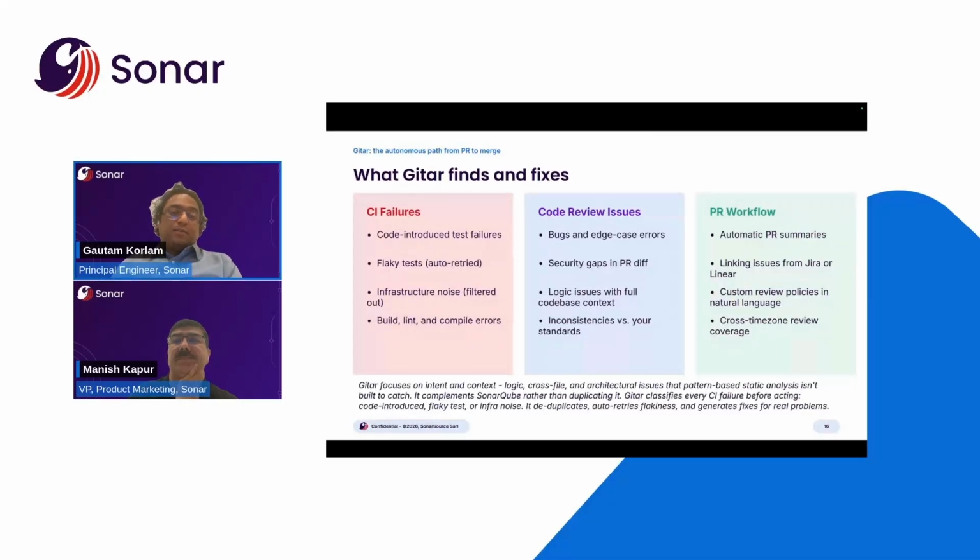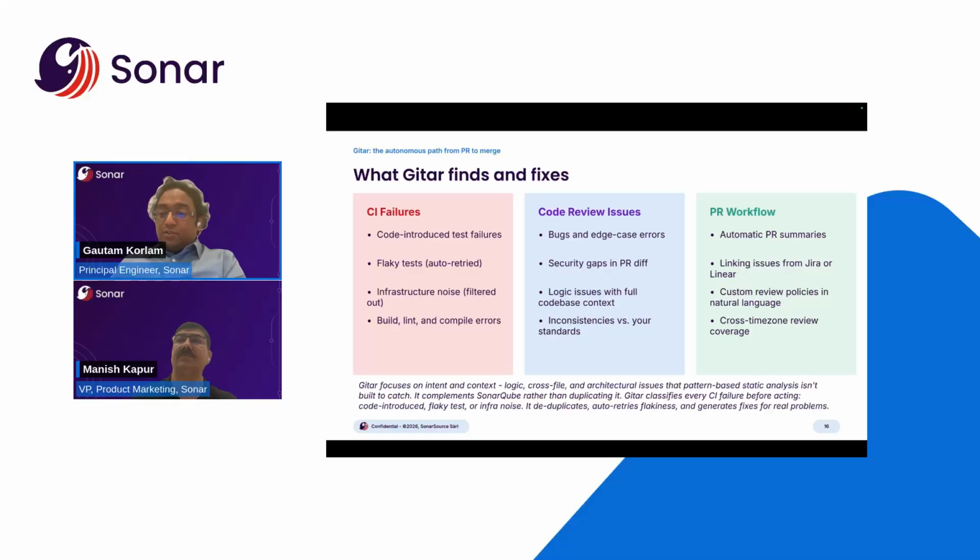So for example, test failures, flaky tests, infrastructure noise. Gitar is able to categorize and tell you if a failure is flaky or related to your PR, which lifts a huge amount of time from developers trying to understand why CI is actually failing and whether they should act on it or not. It also covers code review issues like bugs, edge cases, security gaps, logic issues, and inconsistency with your design standards, which you can fully customize on a repo basis.